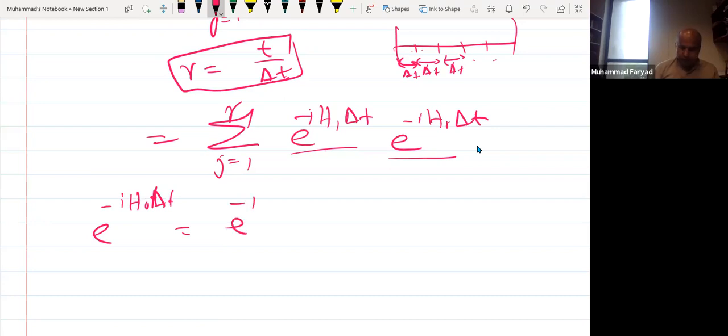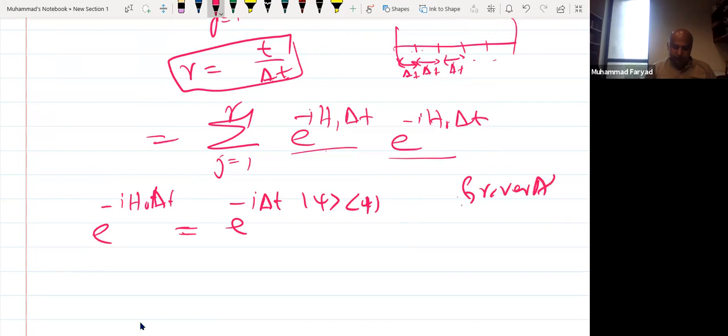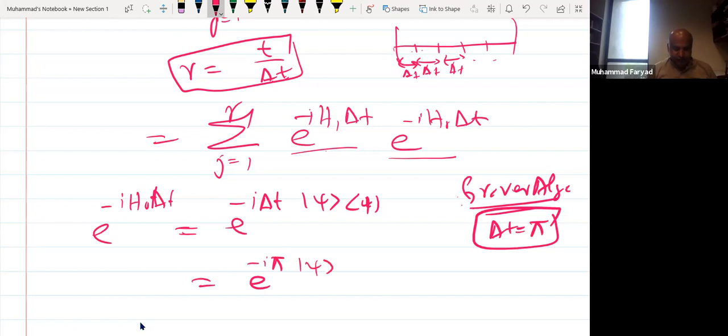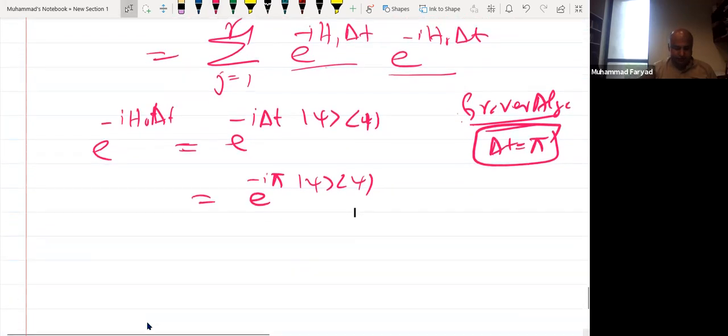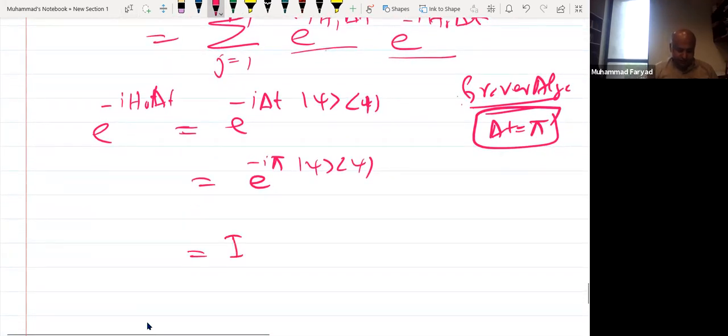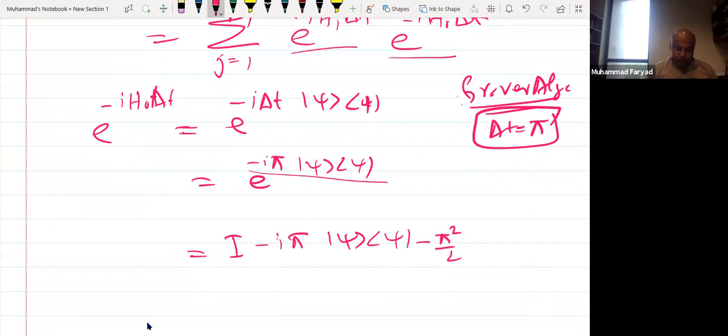exponential minus iota delta t psi psi. And we can try to work out this term in terms of general delta t, but we can recover Grover algorithm quickly if we make our delta t equal to pi. Because if this delta t term is pi, we can see that this actually works out nicely to this minus iota pi psi psi, and then the square term minus pi square over 2, and then the square of this.